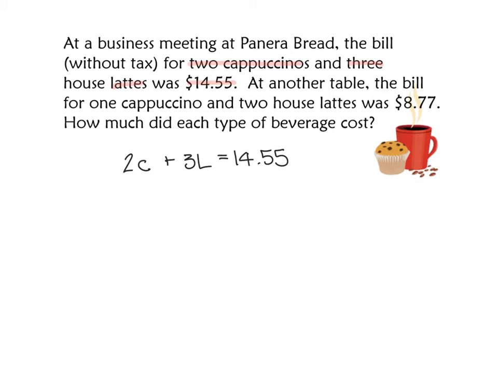If you continue reading, it says at another table, the bill for 1 cappuccino and 2 lattes was $8.77. So your second equation, 1 cappuccino plus 2 lattes equals $8.77. So hopefully you figured out those are your 2 equations.